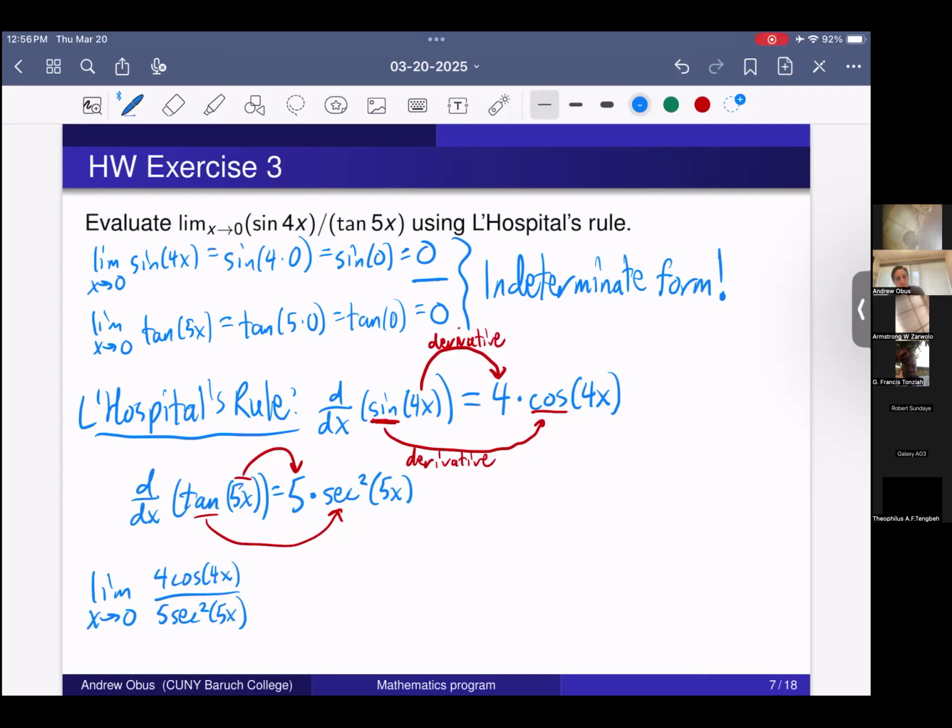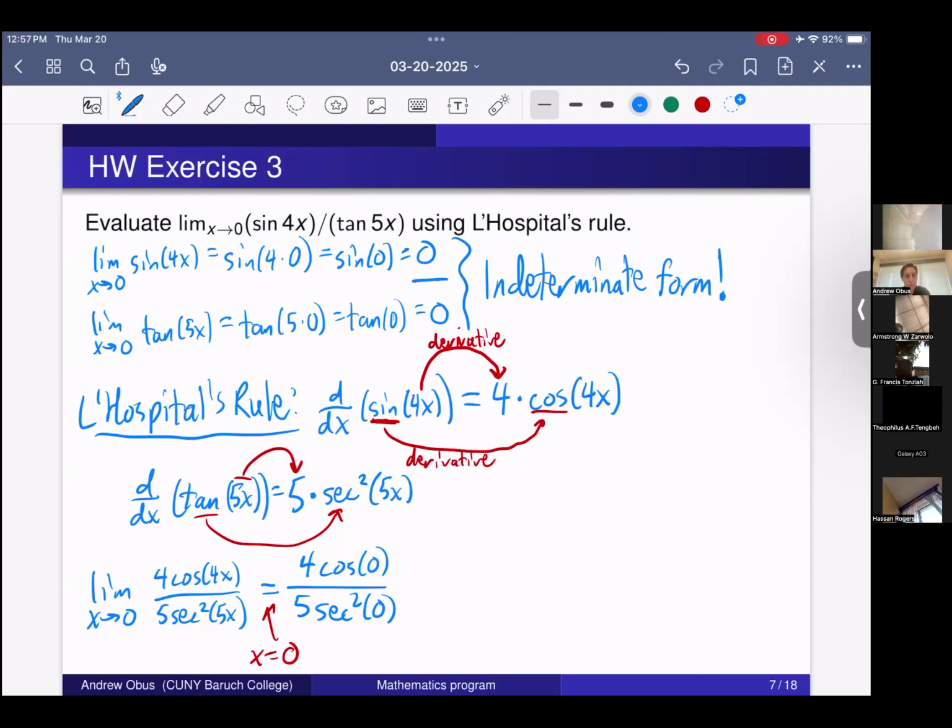But now what happens if we just try to plug in 0? Because these things are continuous functions, I can just write this as 4 cosine of 0 divided by 5 secant squared of 0. This is what happens when we plug in x equals 0. And now what's cosine of 0? Cosine of 0 is what?